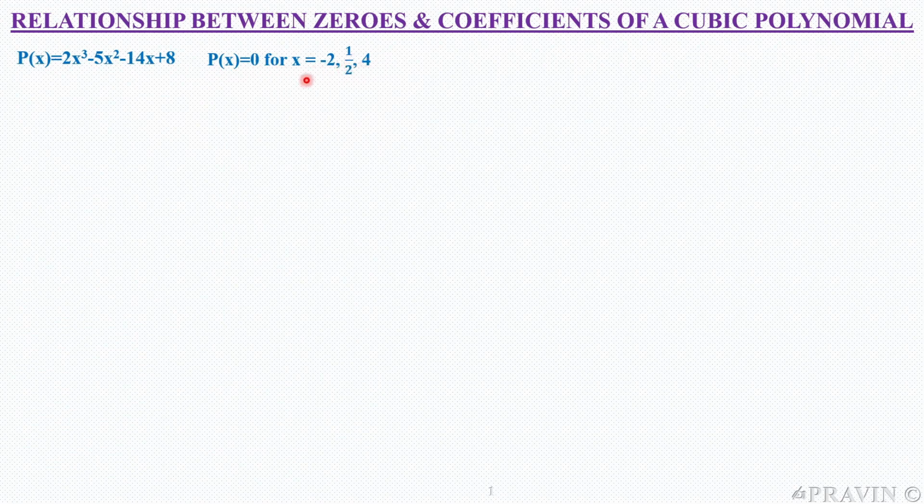and 4. As you know, if p(x) = 0 for some value of x, then that value of x will be called a zero of the given polynomial. So here we can say that −2, 1/2, 4 are the zeros of the given cubic polynomial. Let's start with the relationship.